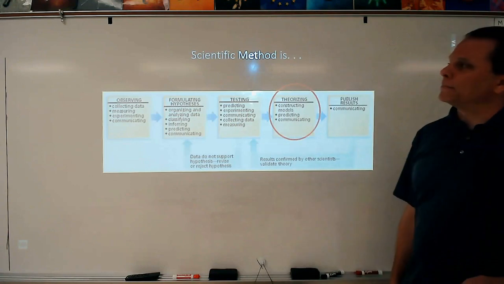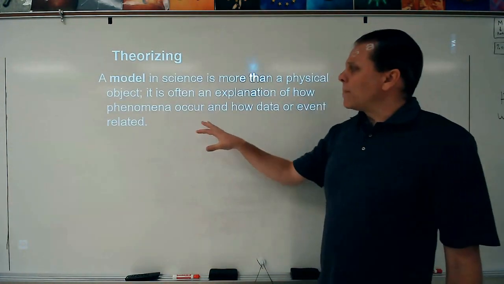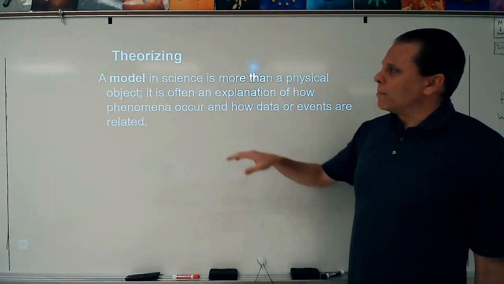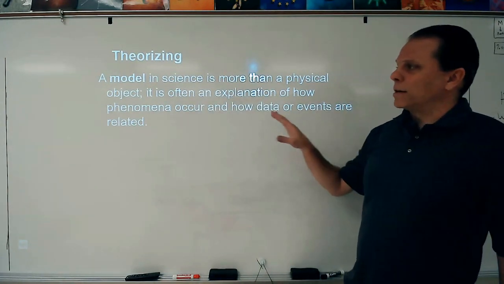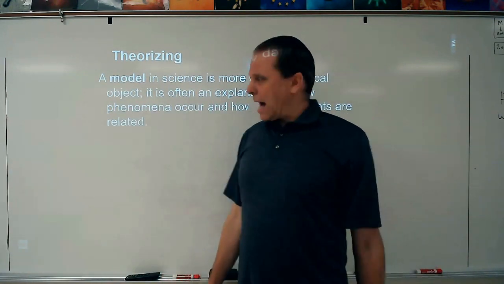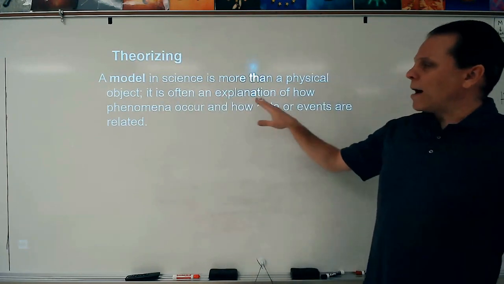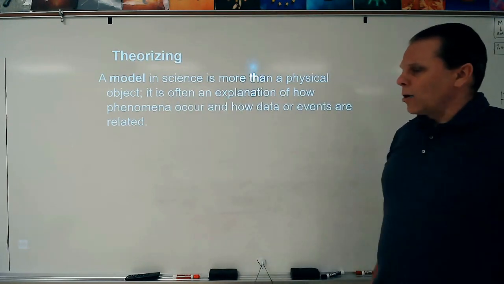What's happening there? When we talk about a theory, we want to talk about why something's happening, okay? Modeling in science is more than a physical object, okay? We have different models. You can think about the model of the solar system, the model of the atom, and things like that. It's not just a physical object. It's an explanation of how something works, right? Or how things are related.